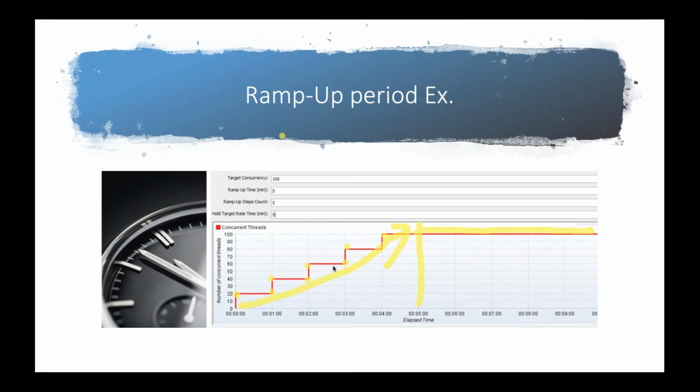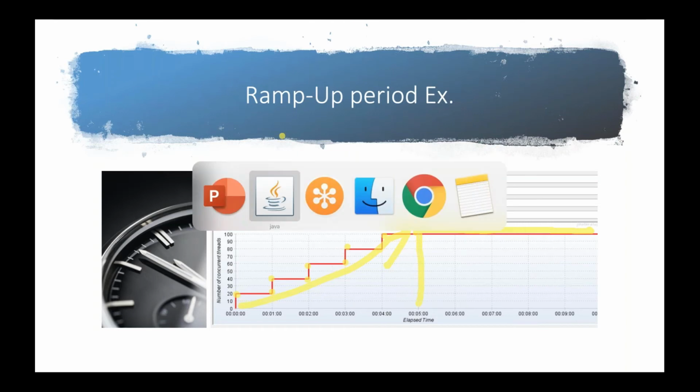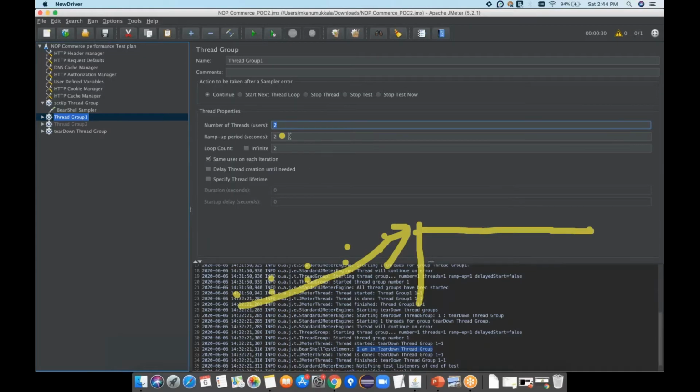If you change the ramp up time, will the ramp up steps automatically change, or do we have to configure them? By default, it will be 1 second. If you want to change it, yes, we can change it. All these are very new terms as I am explaining, so please try to understand. If you have any questions, feel free to ask me without any hesitation. That is what the ramp up is.